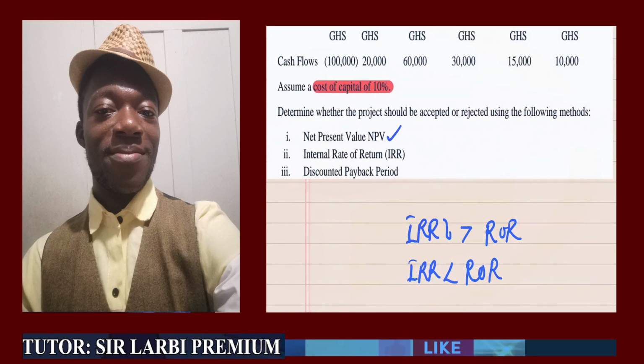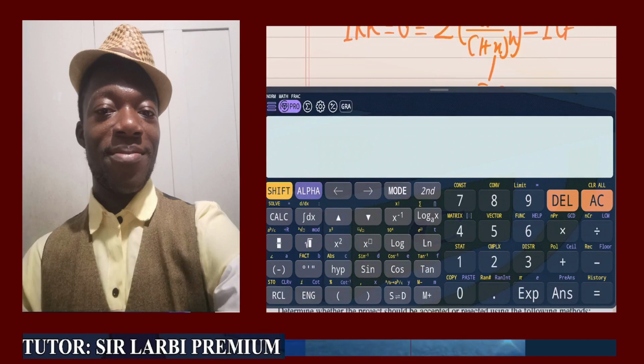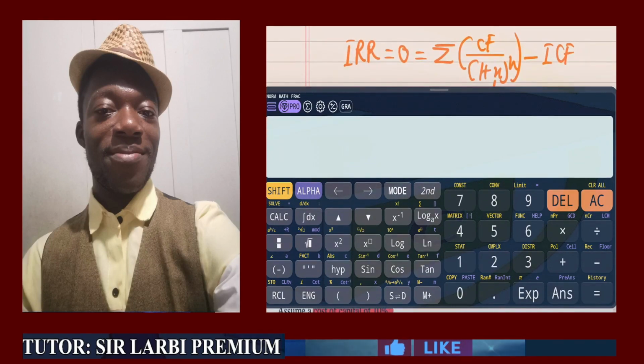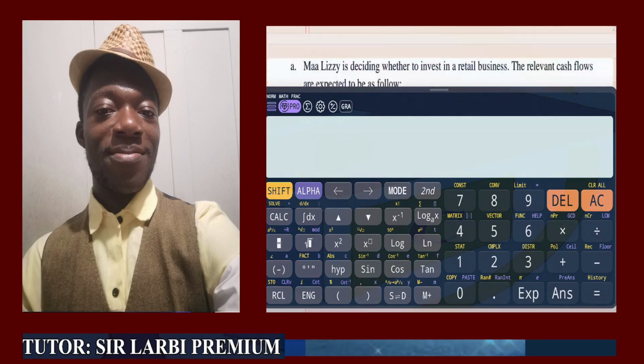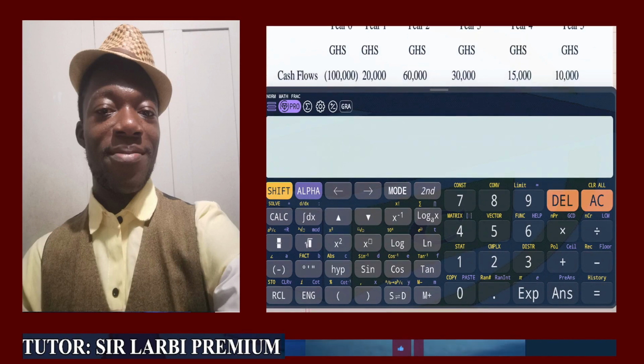So that is the base rule. So how do we go? Let's bring in our smart calculator to help us calculate the internal rate of return as per this question. As per the formula that we look at here as a way to calculate the internal rate of return, we're going to follow the same rule to find the internal rate of return for the investment that you want to undertake.